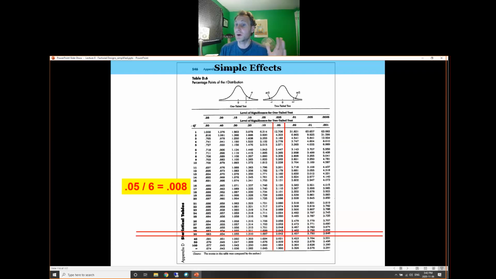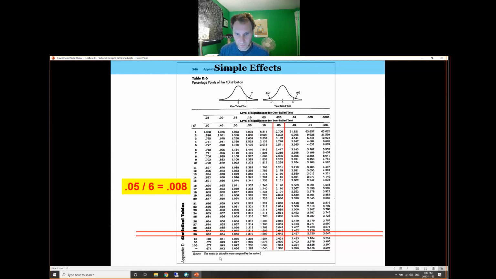For each per comparison, I might want to use a more stringent alpha to keep my experiment-wise alpha consistent. So in this case, since I'm making 6 comparisons, and I want to keep my experiment-wise alpha at 0.05, I probably want to use a per comparison alpha of 0.008. Since I don't have that in the table, I think rounding to 0.01 is good enough.